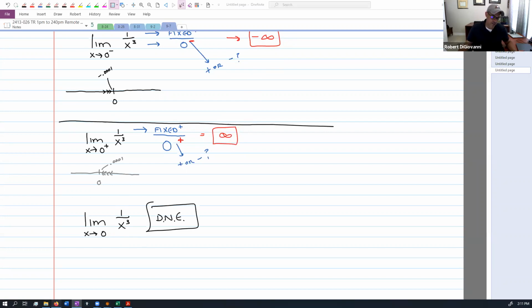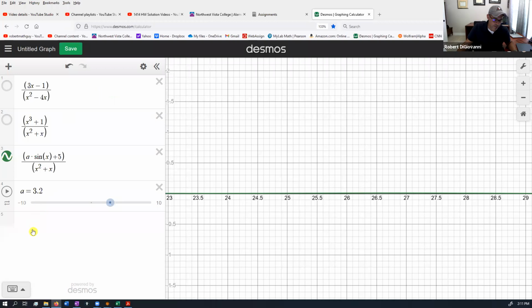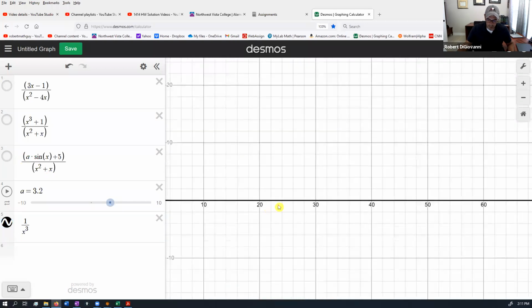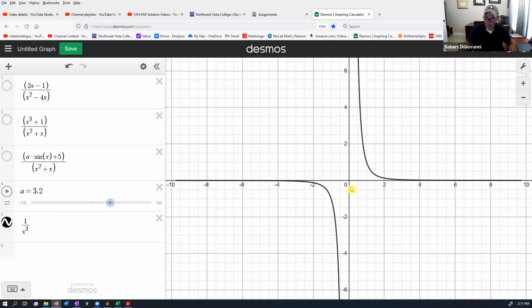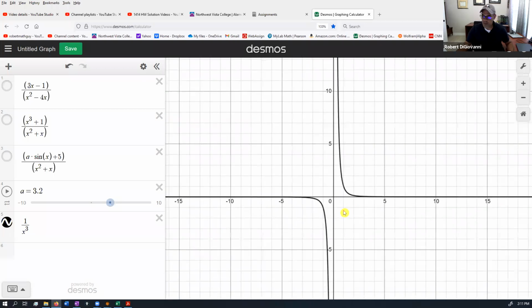We could graph it to confirm it. I mean, if you just go and graph this function, 1 over x cubed. There's the graph. So you can see that as we come in from the left, we're headed down to negative infinity, way down there, right? And then if we come in from the right, it's headed to positive infinity. There we go. And that's what we got.